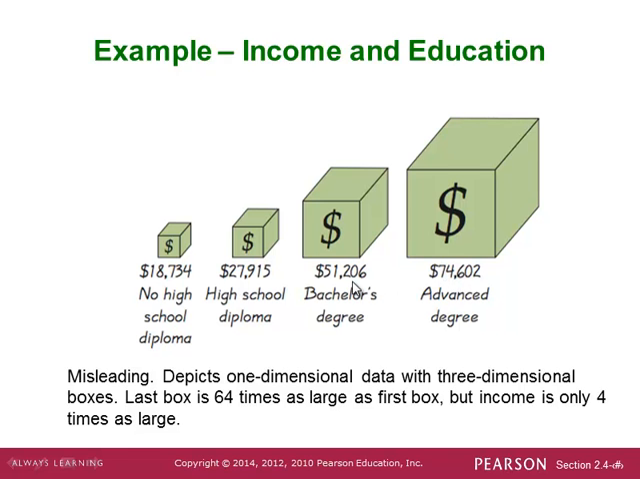difference between 74,602 minus 51,206. Then I'm going to divide that by 51,206. And that's about 46%, so 45.7% increase. So this tells you that you could expect about a 45.7% increase in your annual income if you go on to achieve an advanced degree beyond a bachelor's degree.